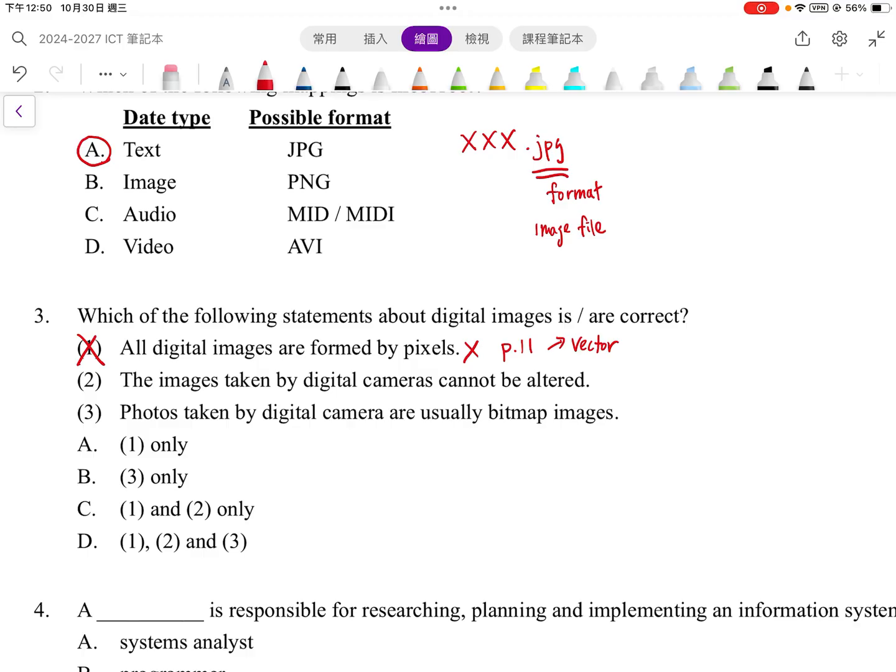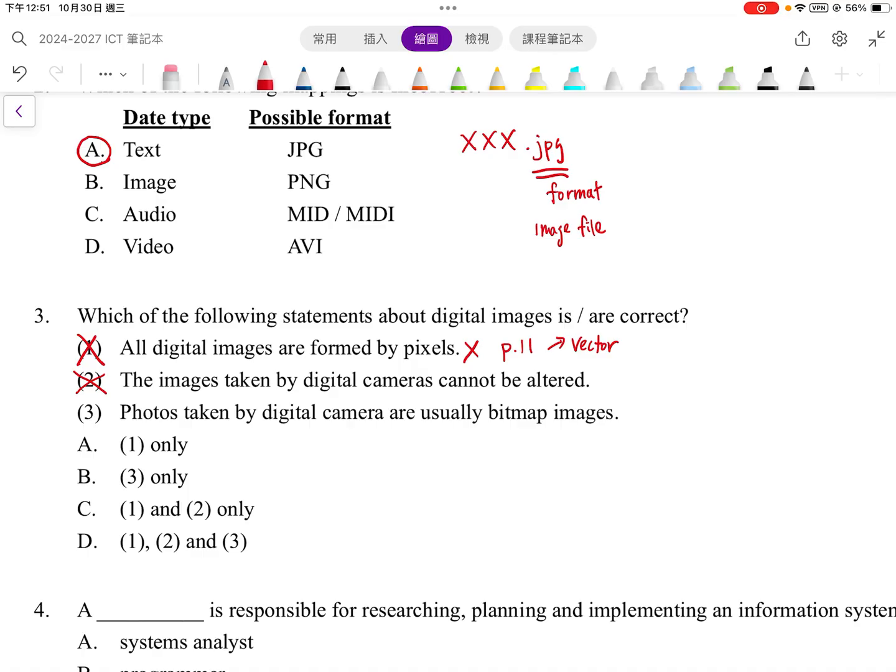And then second, the images taken by digital camera cannot be altered. So this one is also incorrect because we can see that the images taken by digital cameras can always be altered, because by experience, you can modify anything you want for your images after you have taken the pictures by the camera. So this is common sense. You don't need to explain. It is wrong. And then 3, the last one should be correct because you don't have other choices, but we will see.